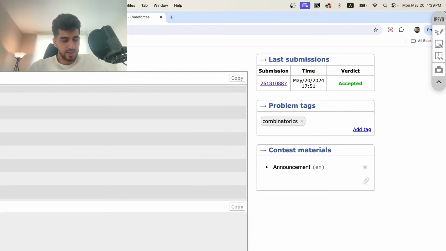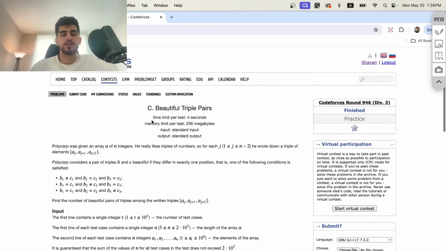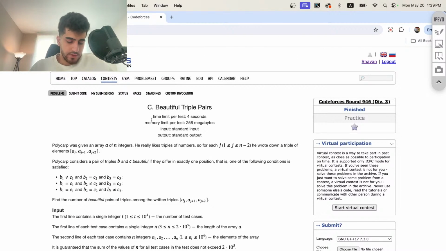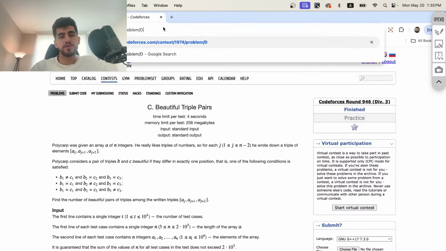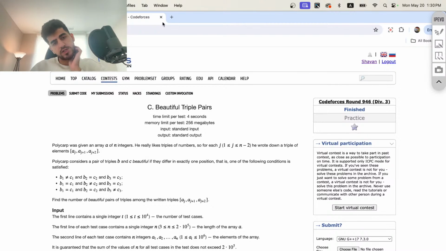So, shall we move on to the next problem, or do we need more explanation on this one? The time complexity is O of n log n, since each time we work with maps, and a map operation takes log of n. Okay, sure. So let's move on to the next problem now.